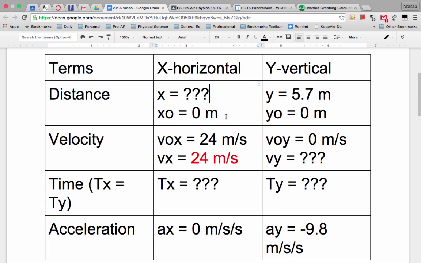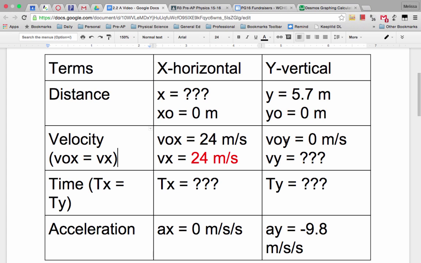Distance, horizontal distance, X is what we don't know. X naught is always 0. Y was given to us of 5.7 meters, and Y naught is always 0. V naught X was given to us of 24 meters per second, and Vx is 24 meters per second because V naught X is equal to Vx. Okay, that's one of those standard things that you have to memorize.